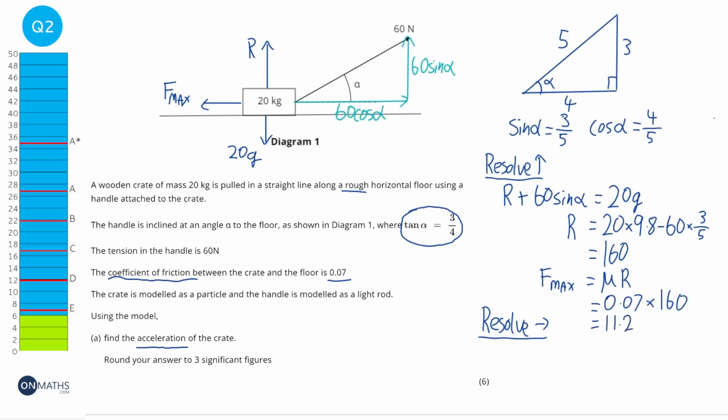Okay, now we resolve horizontally, and we're going to use F equals ma with this. So we're going to work out all the forces. The forces going to the right will be 60 cos alpha, and we're going to take away the opposing force, the F max that we've just calculated. So we take away the 11.2, and there is an acceleration, so that will be equal to the mass times acceleration, so it'd be 20a.